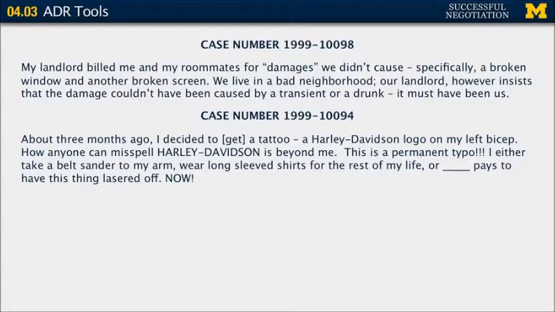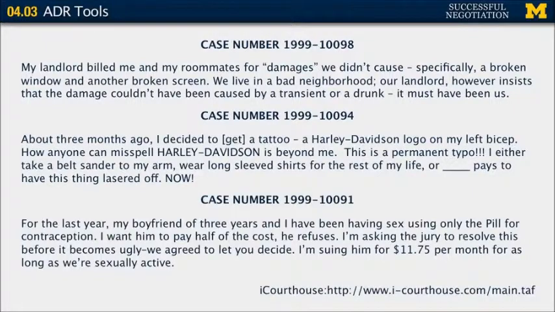And then some of these disputes are fairly romantic. Here's an example. For the last year, my boyfriend of 3 years and I have been having sex using only the pill for contraception. I want him to pay half the cost. He refuses. I'm asking the jury to resolve this before it becomes ugly. We agreed to let you decide. I'm suing him for $11.75 per month for as long as we are sexually active. So examples of online dispute resolution. And that concludes our look at ADR tools.